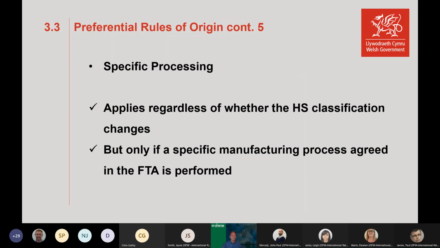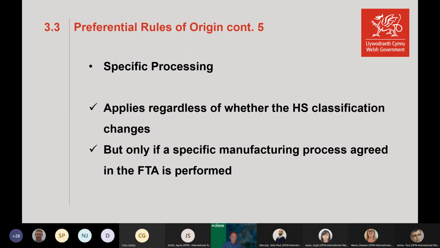The final way of looking at preferential origin is significant transformation through special processing. This is where a particular process is applied to the product and can then confer UK origin, for example, regardless of whether the HS classification has changed, but only if a specific manufacturing process which is agreed in the free trade agreement is performed.